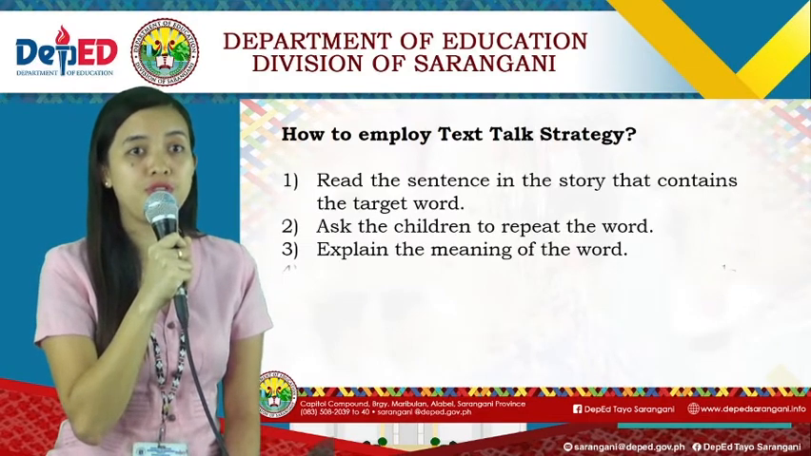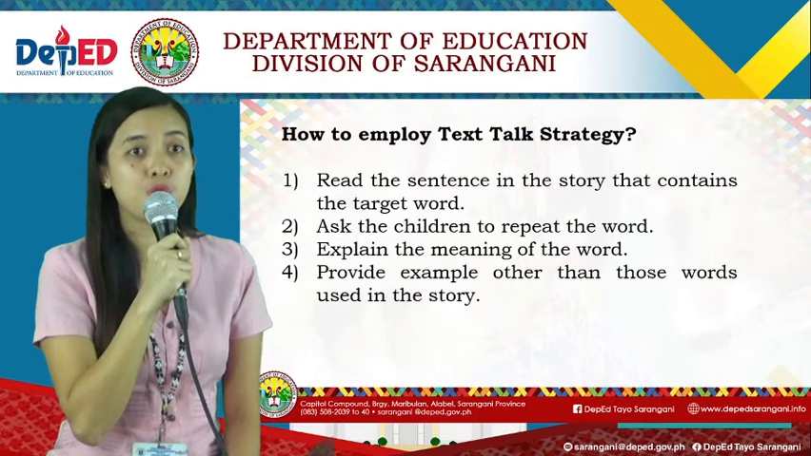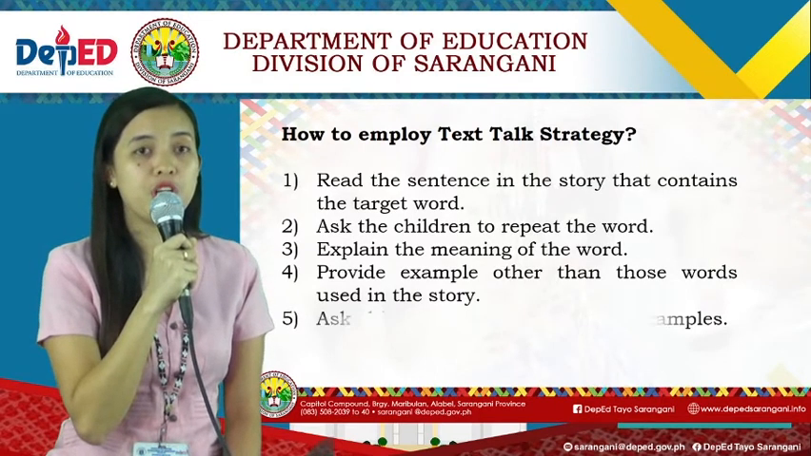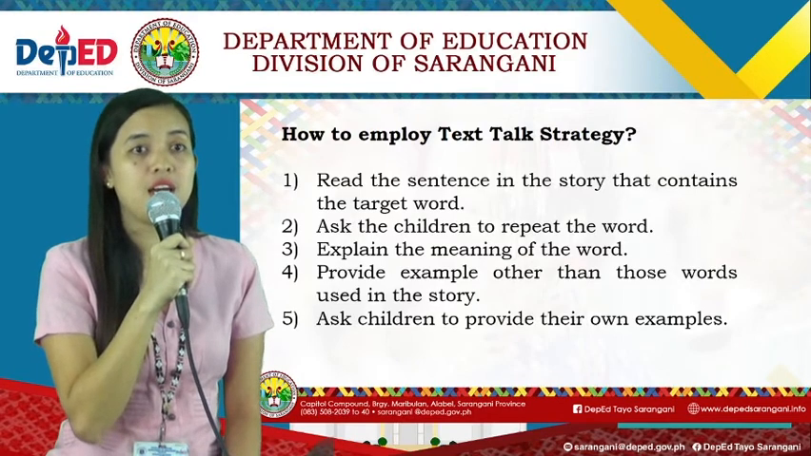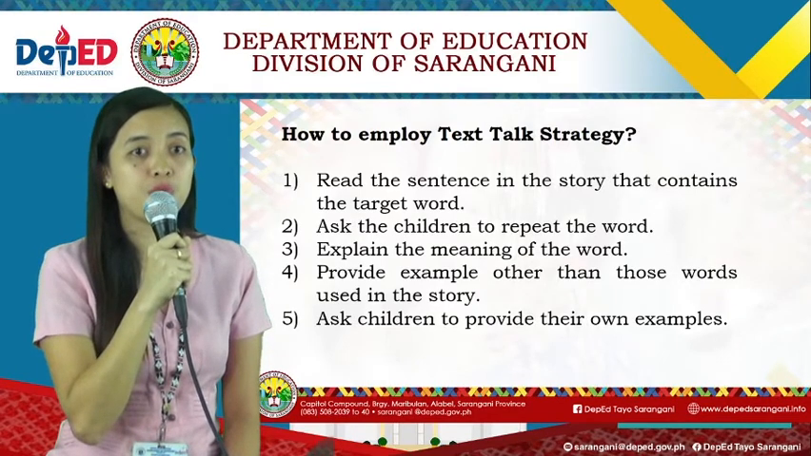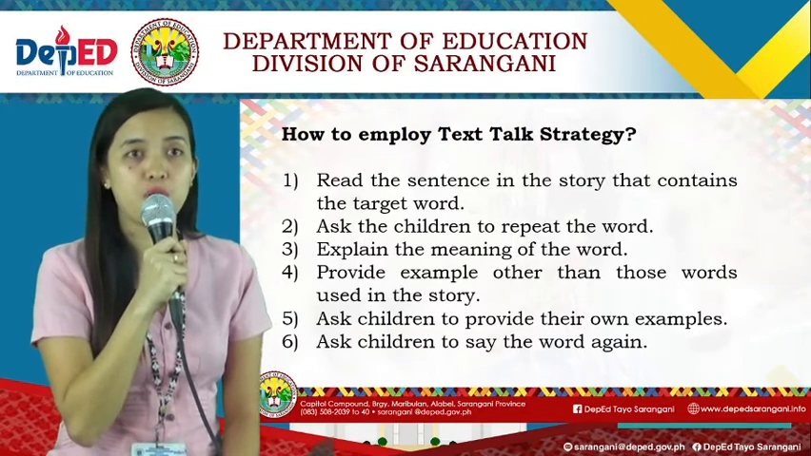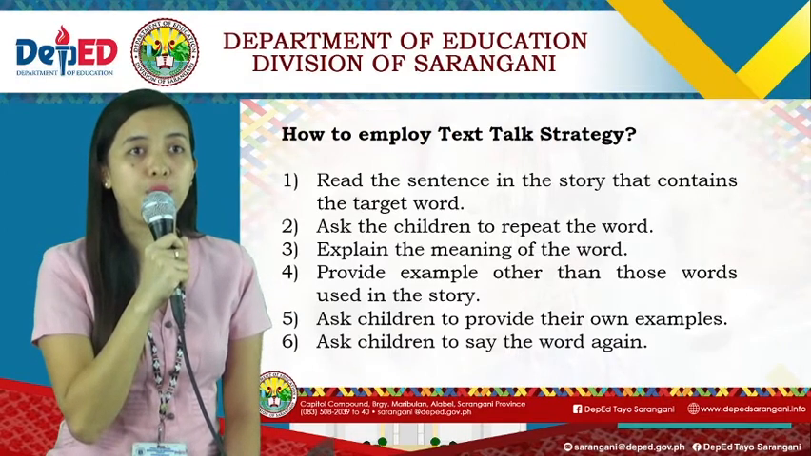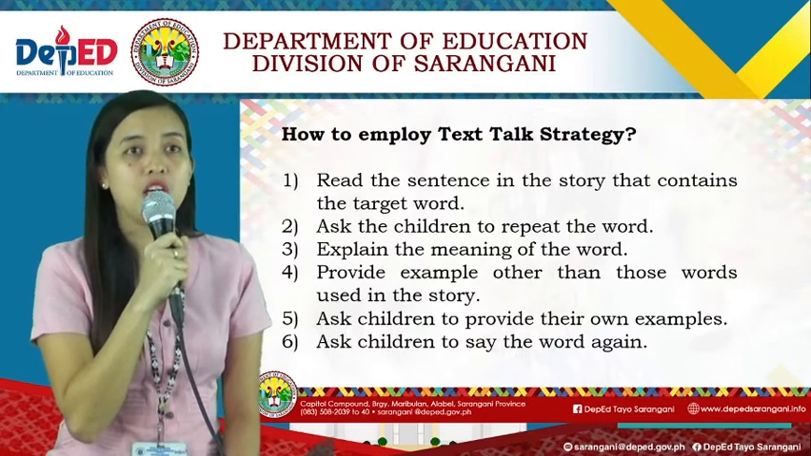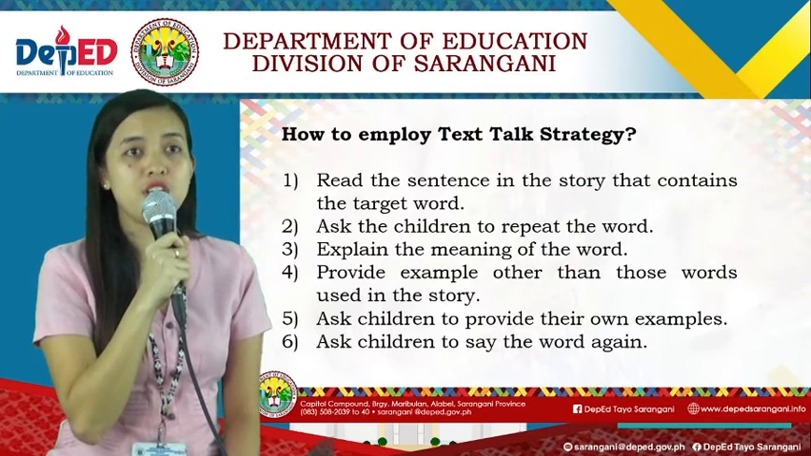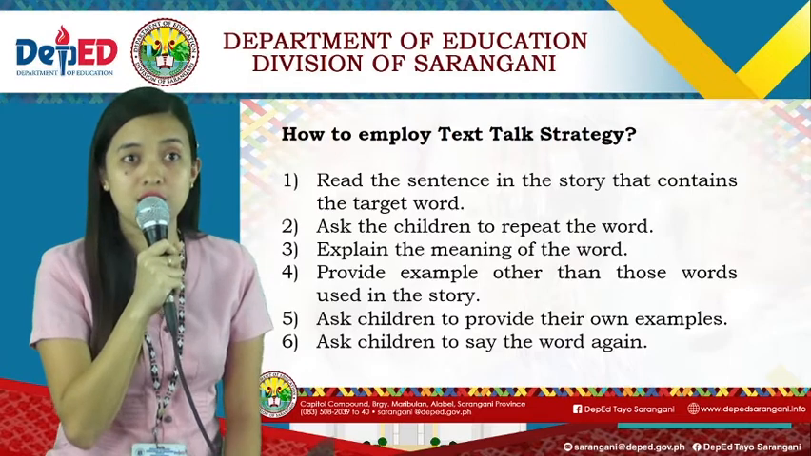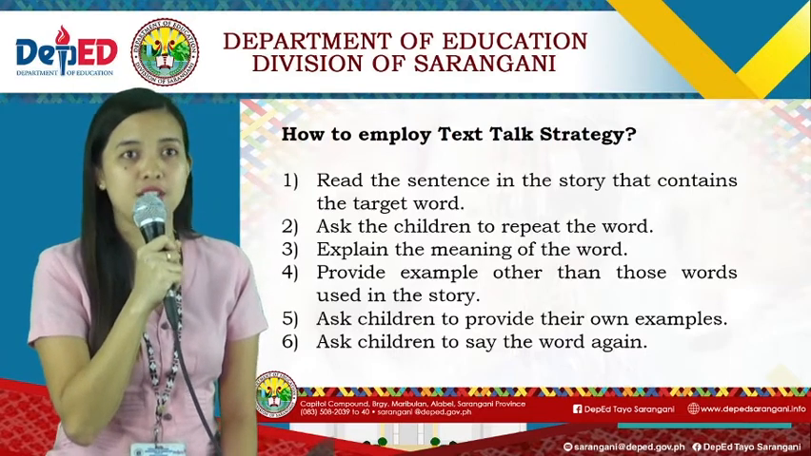Then fourth, provide examples other than those words used in the story. Then the fifth one is ask children to provide their own examples. And of course, the last one, ask children to say the word again. This time, I will demonstrate to you how we can employ the text talk strategy in our classes or even in our read-at-home activities in our different communities.